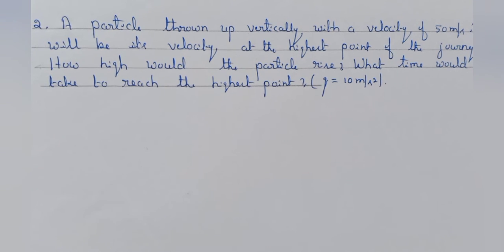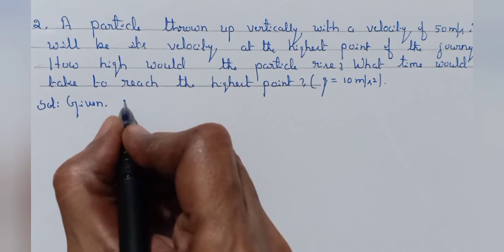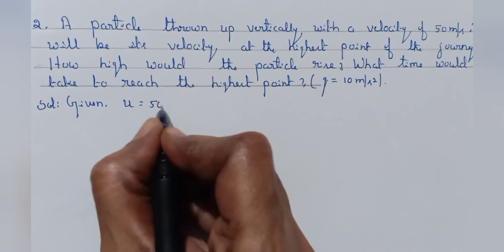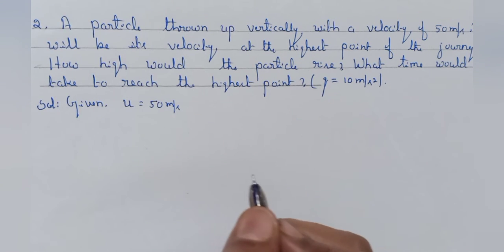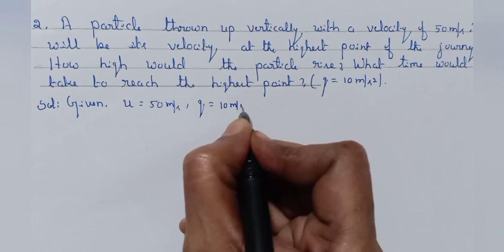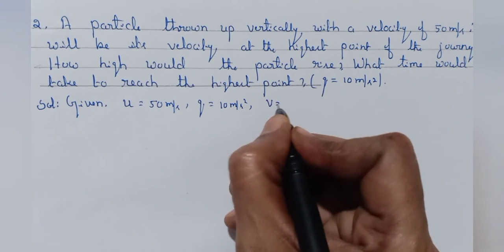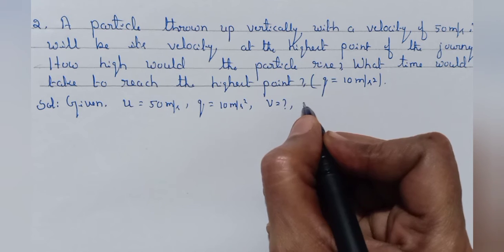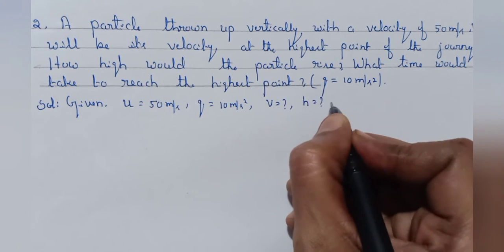Next question. A particle is thrown up vertically with a velocity of 50 meters per second. What will be its velocity at the highest point of the journey? How high would the particle rise? What time would it take to reach the highest point? Here, the initial velocity u is given: u is equal to 50 meters per second, and the acceleration due to gravity g is equal to 10 meters per second squared. We have to find out the final velocity, and then h, and then the time.